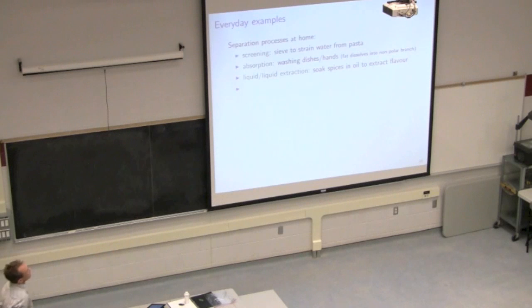So those are important. So let's take a look at other separators that are around us every day. If you're making pasta at home, at the end of boiling the water and having it cook for a while, you use a sieve to strain the water and separate the water from the pasta. So that's a common, simple unit of screening. And we'll look at a little bit of that next week, the week after.